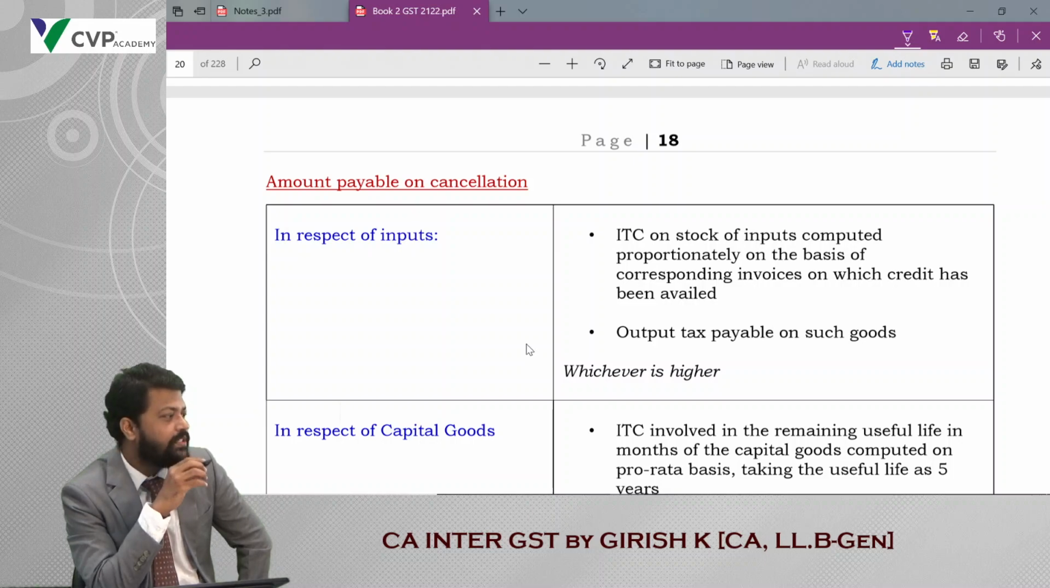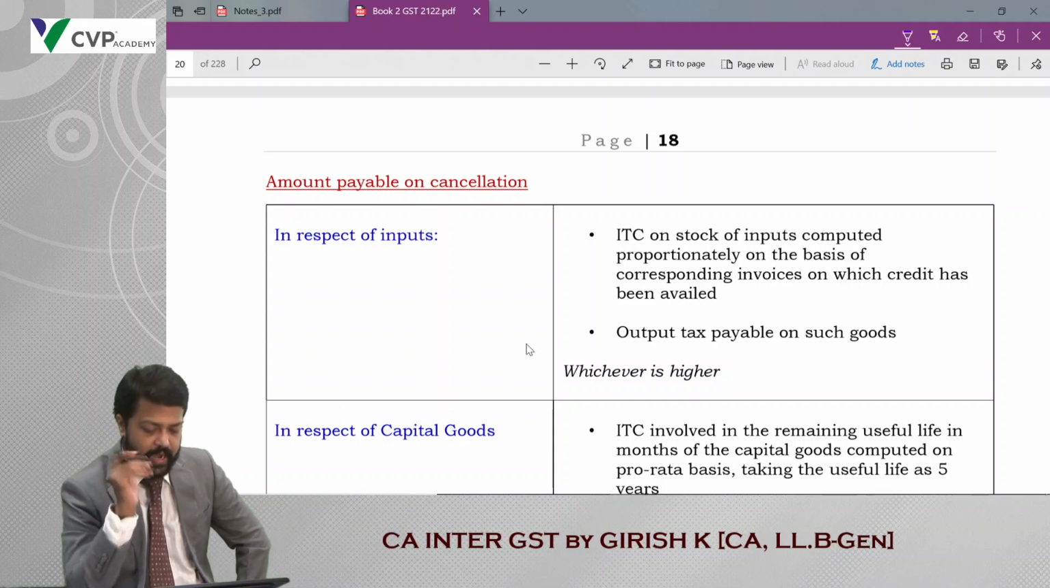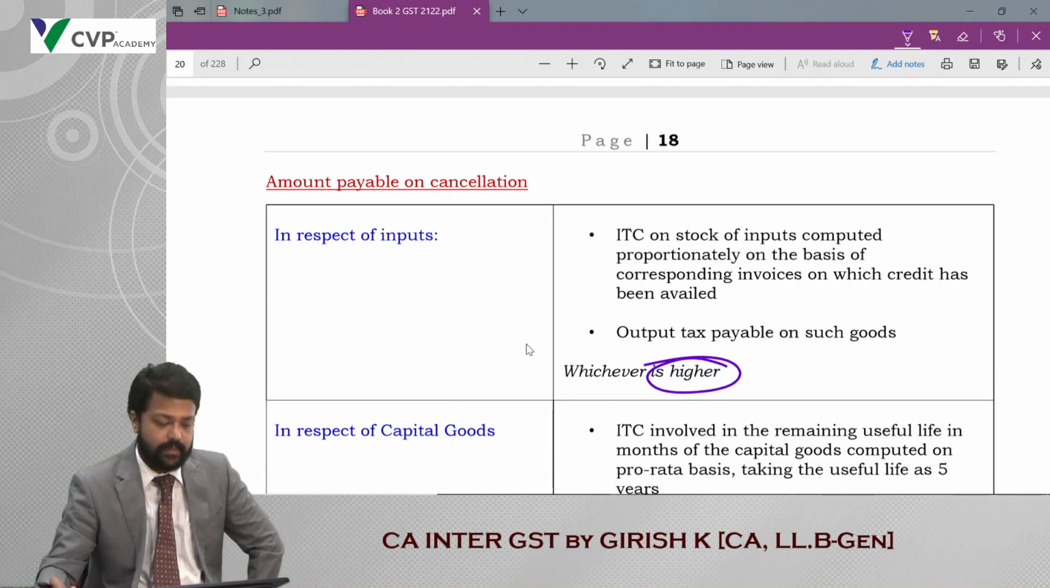What are the amounts which are payable on cancellation? In respect of inputs, ITC on stock of inputs computed proportionately on the basis of corresponding invoices on which credit has been availed, or output tax payable on such goods, whichever is higher. So you have a stock and pertaining to that stock there are 20 invoices. So proportionate input tax credit will be calculated, or output tax payable on such goods whichever is higher is to be considered as payable tax.